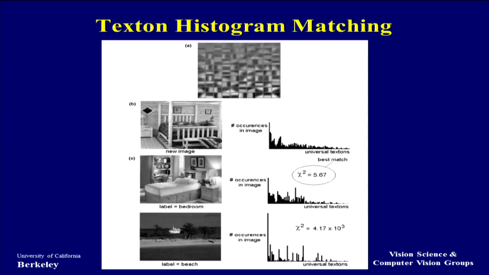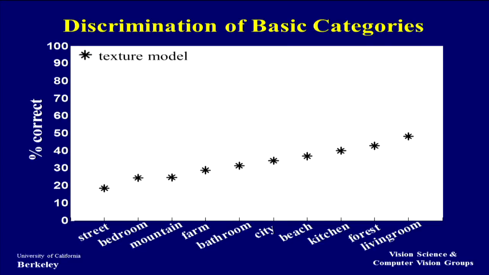So now we are ready to roll, okay? Here are the results of our super dumb texture model. These are our 10 classes, and these are the percent correct. So this is a 10-class classifier, so 10% is going to be our chance level. We're not doing amazing, but we're doing okay. We're doing particularly well for forests and living rooms.